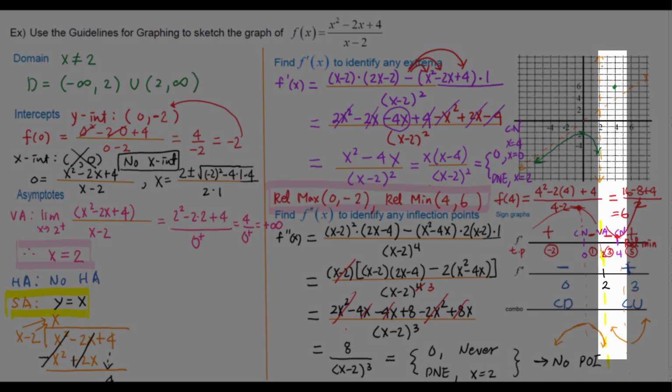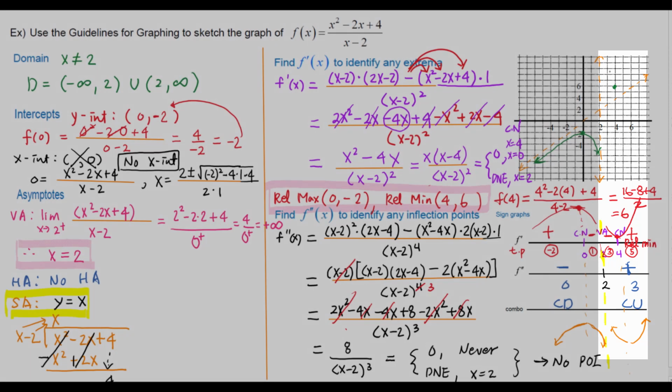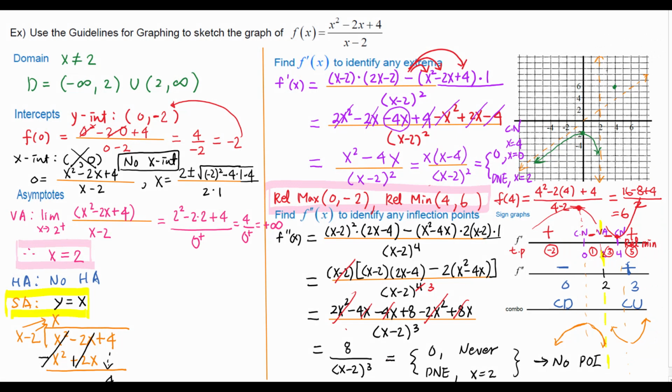And from 2 to 4, my graph is decreasing. And 4 to infinity, my graph is increasing, but it is concave up. So I will have a cup shape located between these two asymptotes. So on the other hand side, I will have a graph shape like this, so that I will have a relative minimum at 4, 6.